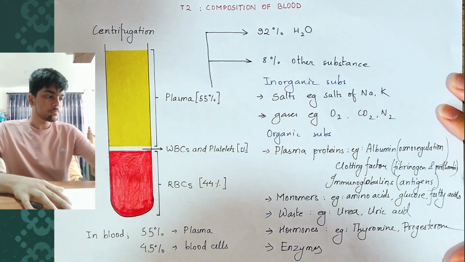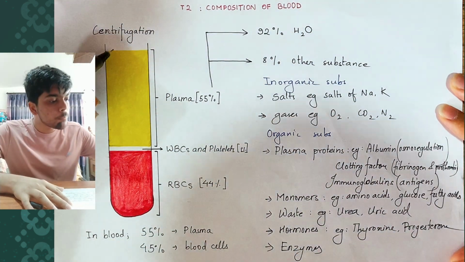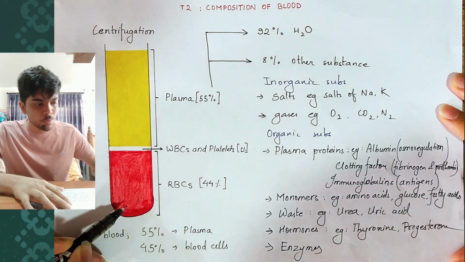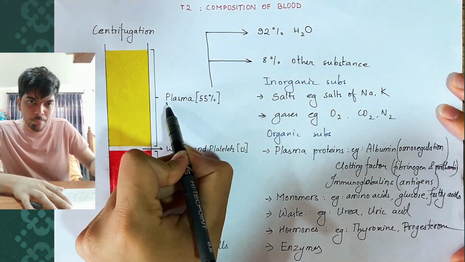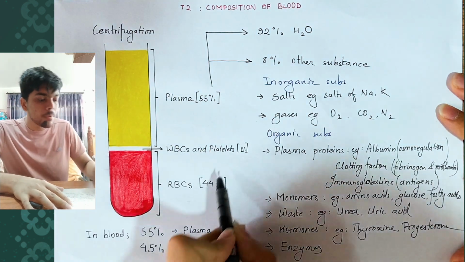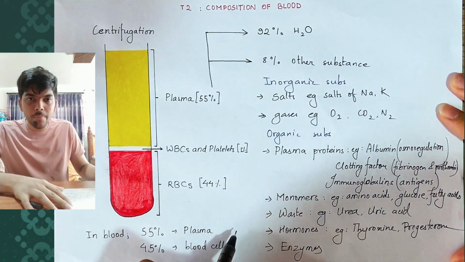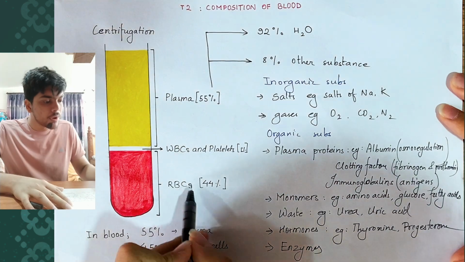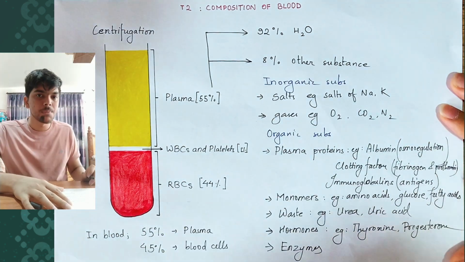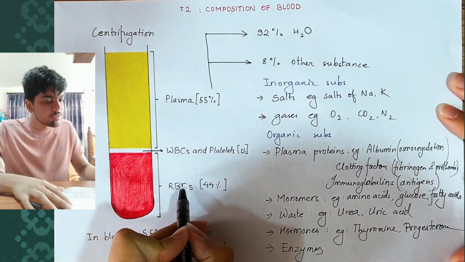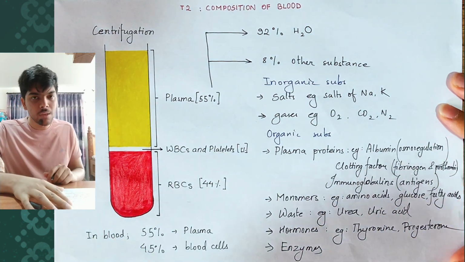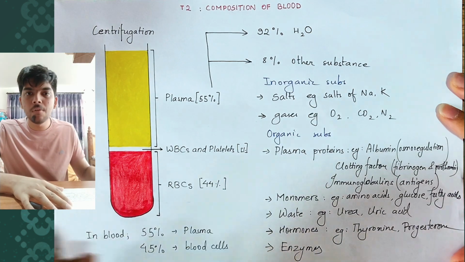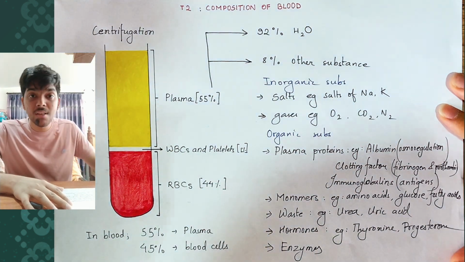So, out of 100% of what is present in the test tube, 55% is made up of plasma, and the remaining 45% is made up of red blood cells, white blood cells, and platelets. Since red blood cells, white blood cells, and platelets are formed by the process of hemopoiesis, they are also called formed elements. So what's there in the test tube?